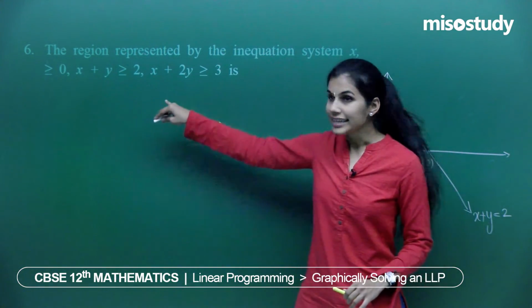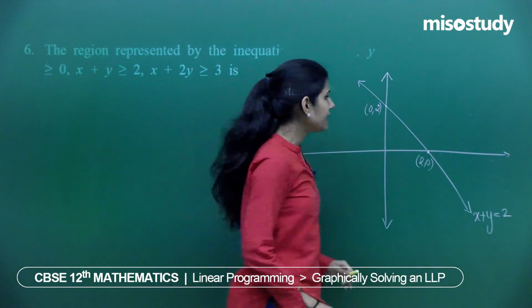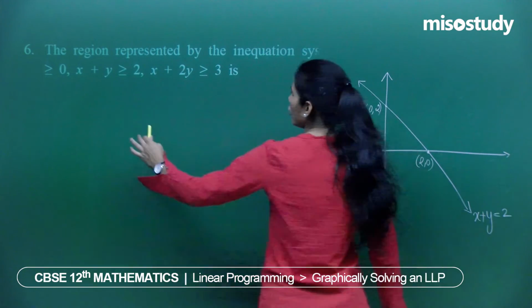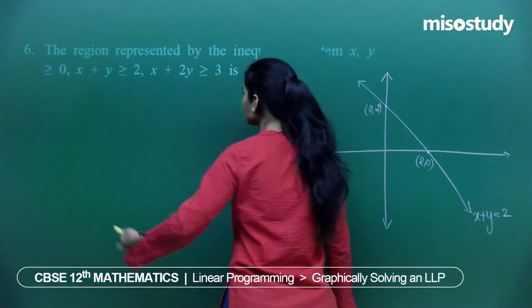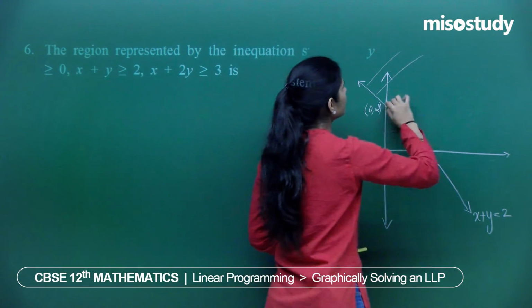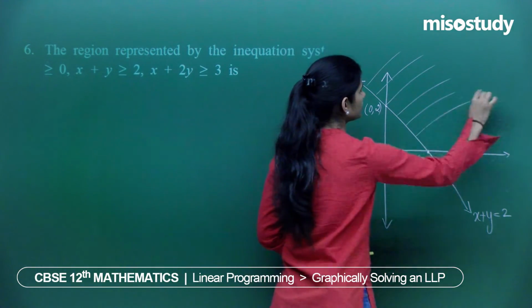I want greater than or equal to 2. Greater than or equal to 2 would be what? If you put x equals 0, y equals 0, you get 0 plus 0 greater than or equal to 2, which is false. So the region containing the origin is not going to be the shaded region. This would be the shaded region which is not containing the origin.